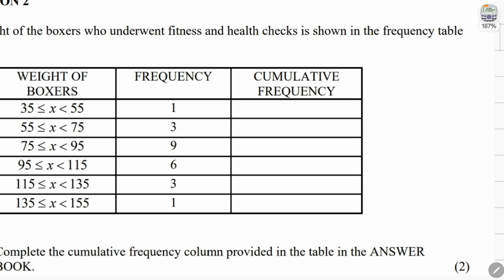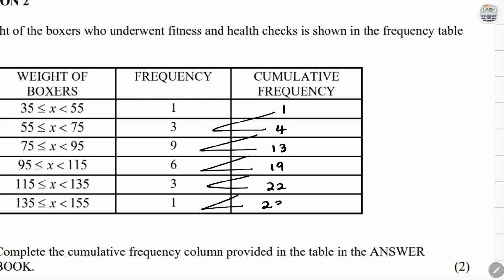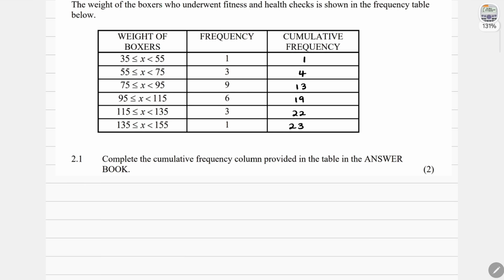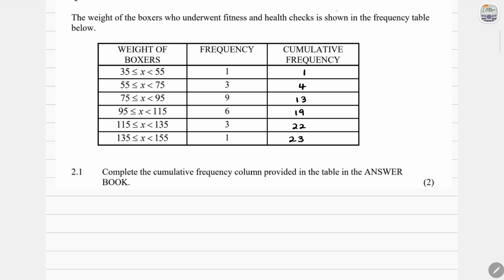So to complete this column, it's very simple. You simply just drag the first number, that's just 1, because you're adding 1 to nothing, it's just 1. And then it's 1 plus 3, which is 4. And then 4 plus 9, which is 13. And 13 plus 6, which is 19. 19 plus 3, 22. And then 22 plus 1, 23. Okay, and there we go. We've completed the cumulative frequency column. Moving on to the next question.